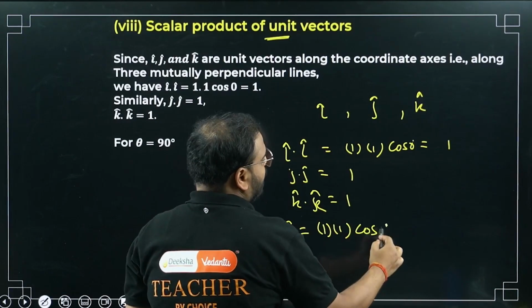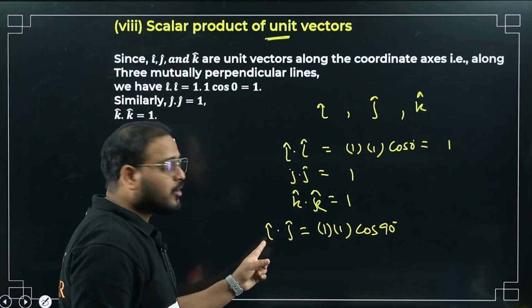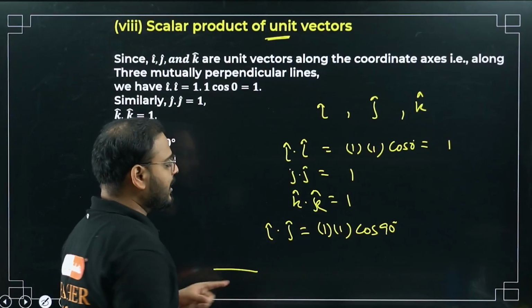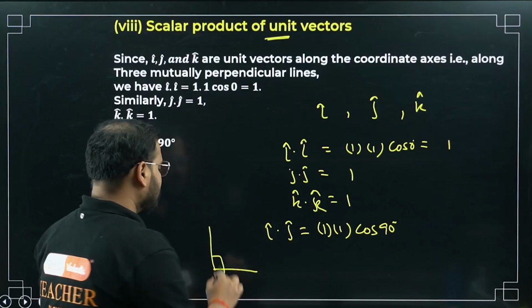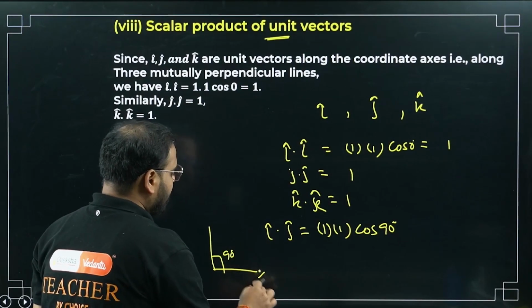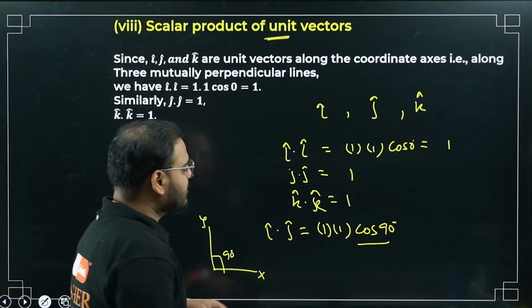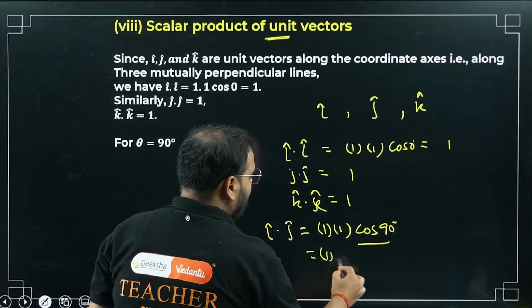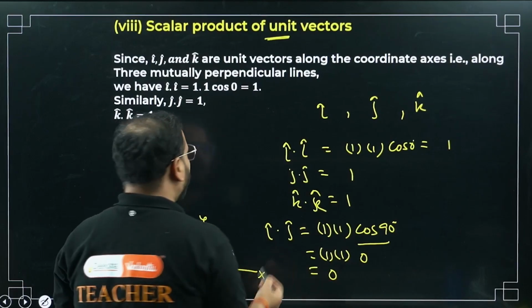In this case, cos 90, sir. How come, sir? i cap and j cap: unit vector across x-axis, unit vector across y-axis. What's the angle between x and y-axis? So 90 degree. This is x, this is y. Angle is 90 degree means cos 90. What's the result? 1 into 1 into 0. How much is the answer? 0.